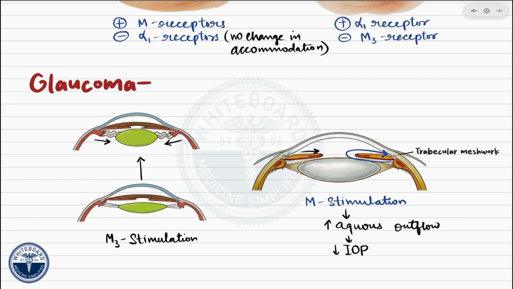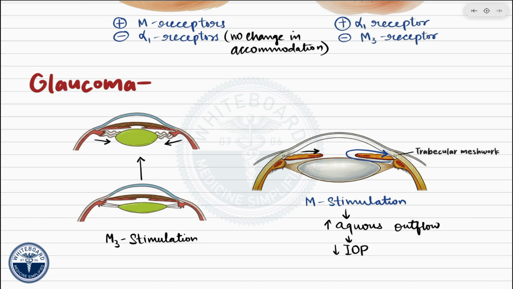Now, while discussing glaucoma, it is important to remember that intraocular pressure is determined not only by the drainage of aqueous humor, but also by its production. So far, we have focused on increasing aqueous humor outflow through contraction of the ciliary muscle. However, there is another way to reduce intraocular pressure, by decreasing the formation of aqueous humor itself.